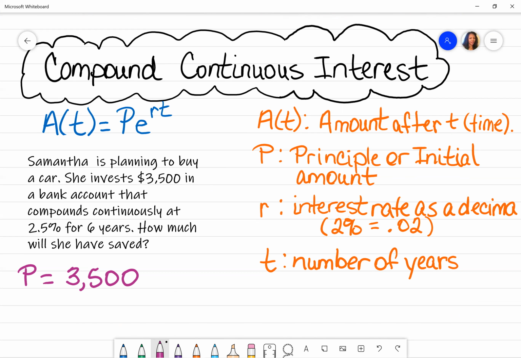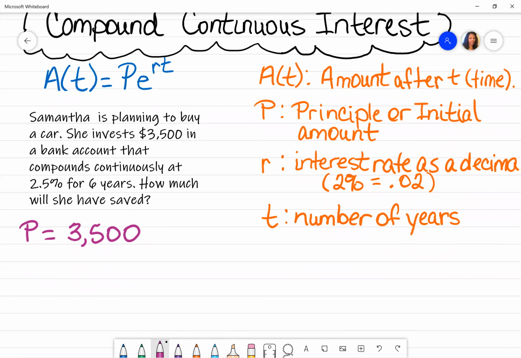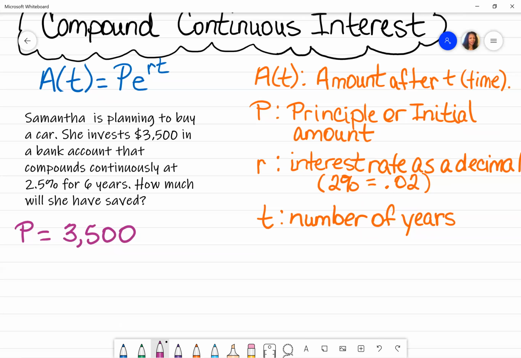And it may ask you to raise it to a degree. It may look like this in your calculator. If that happens, just put a 1 there. That's all it's asking for. Okay, continuing on. At 2.5% for 6 years. So this time they specifically told you the time was 6 years.